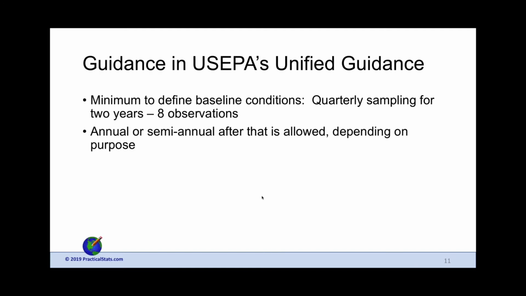Better guidance, more recent guidance, this I think was 2009, EPA's unified guidance document: define baseline conditions, get at least 8 observations, was usually 2 years of quarterly sampling, and then a lesser frequency after that, depending on the purpose, and that's key. So it depends on whether there are things like seasonality, seasonal variation present and all of that. But that unified guidance had a much better, more updated and modern guidance for number of observations, and this is still small.